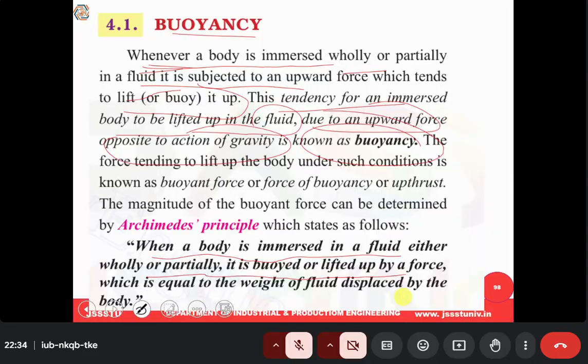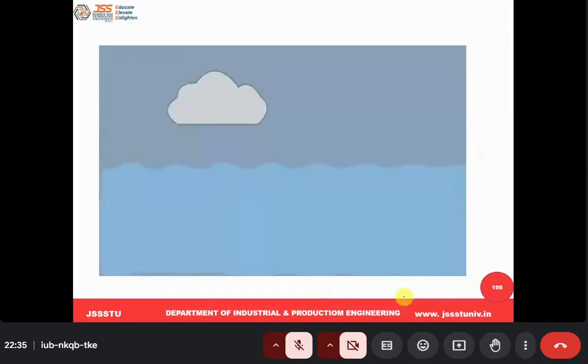Take the bottle and push it inside, suddenly it comes up so fast, depending on its weight, the volume of the fluid it displaces outside. If it displaces enough, then it will float. And buoyancy is also one of the factors in that. So that principle is known as the Archimedes principle, that you can see in this video.